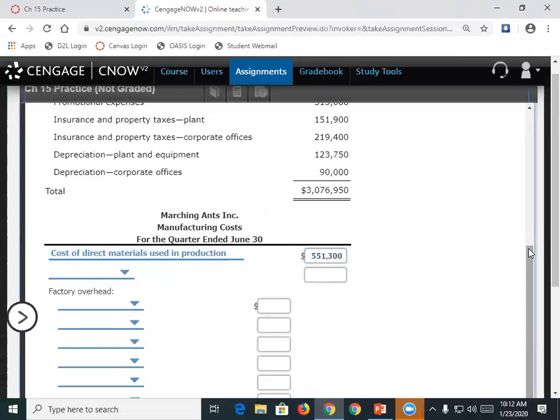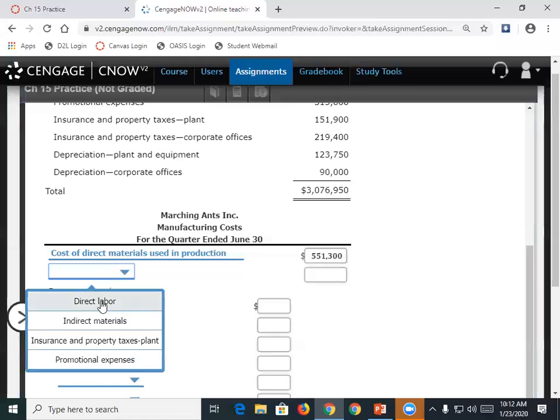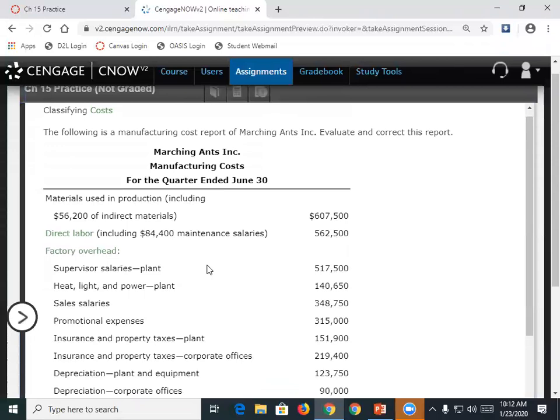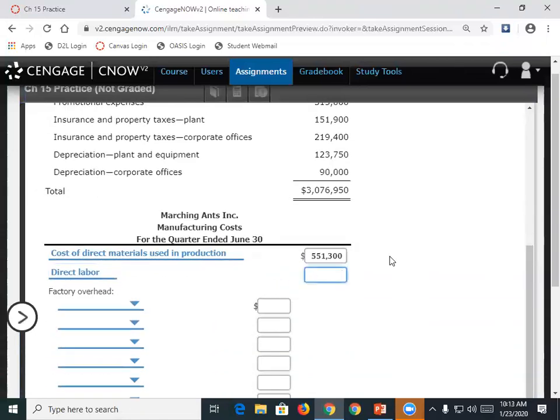And then we list direct labor. Alec got that one. We just have to subtract out the maintenance salaries because that's indirect labor. So 562,500 minus the 84,400 to get just the direct labor portion. And that is 478,100. Okay. So you guys got that.